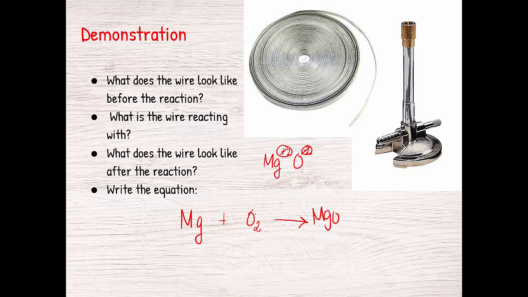Finally, this is not quite a balanced equation. I start with 2 oxygens here, so I need 2 oxygens here. And I now have 2 magnesiums on the product side. I need 2 magnesiums on the reactant side. There we go. That is our balanced equation.